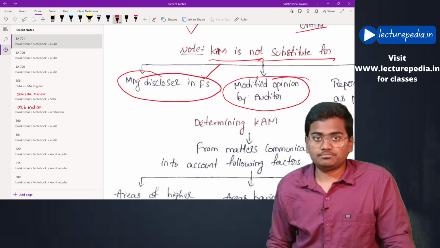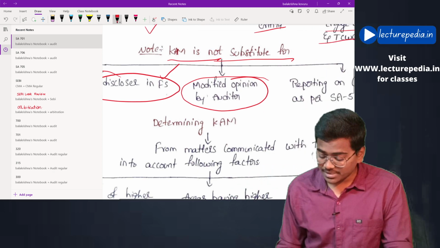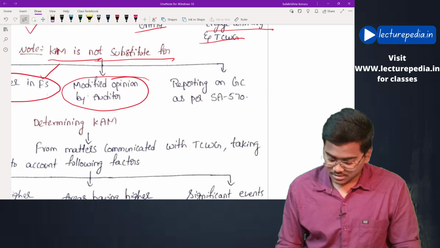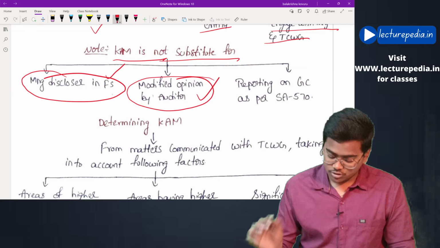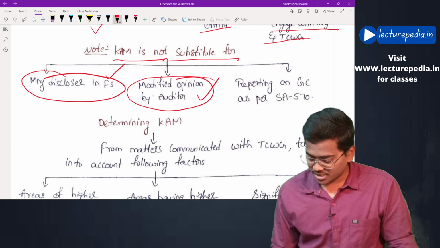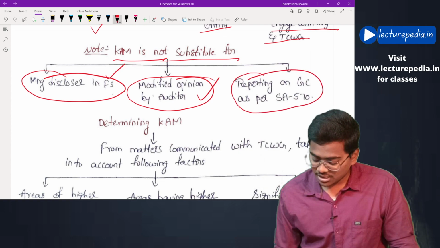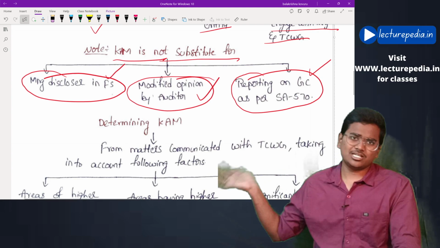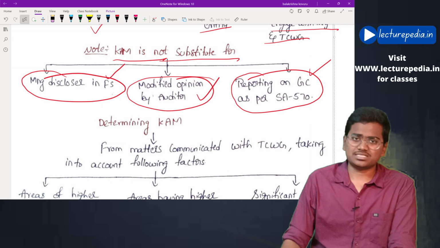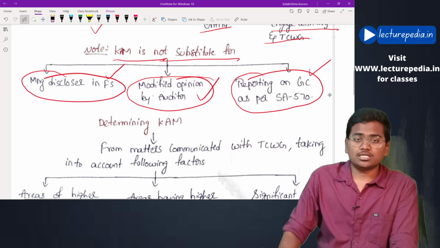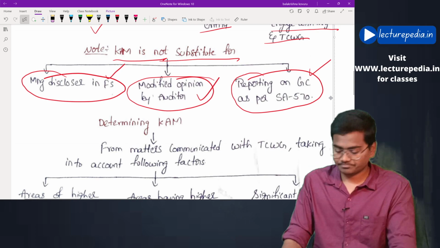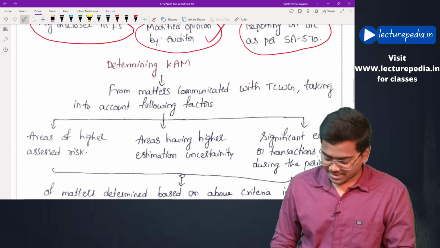Hope this is clear. Thereby, key audit matter is neither a substitute for disclosure in the financial statements, nor a substitute for a modified audit opinion, nor a substitute for reporting on going concern as per SA 570. Even though any of these three is present, the auditor can give a key audit matter paragraph in his audit report. Hope this is clear. Next, determining key audit matters.